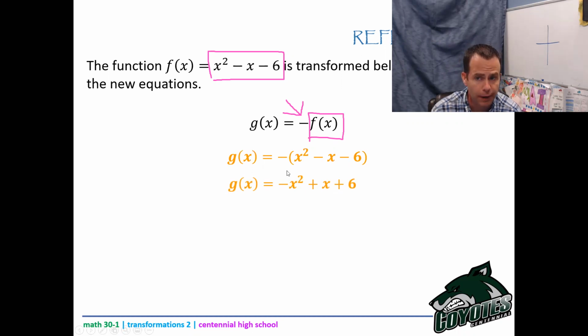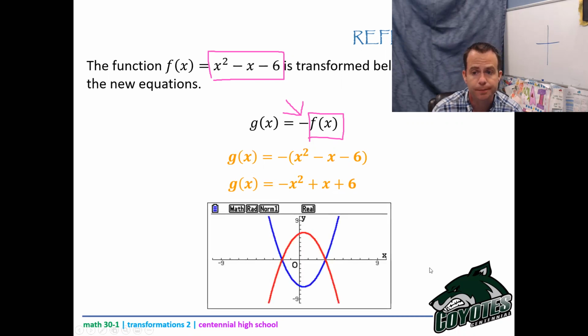If I graph this and graph the original, we would see that they're reflections of each other. I've done that for you so that you can see the blue graph is my original and the red graph is my g(x).